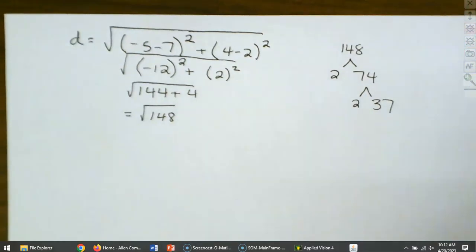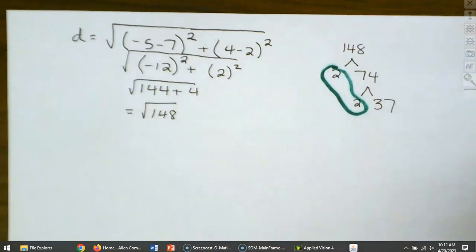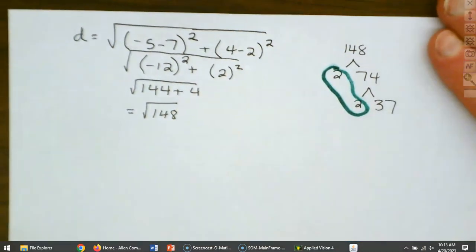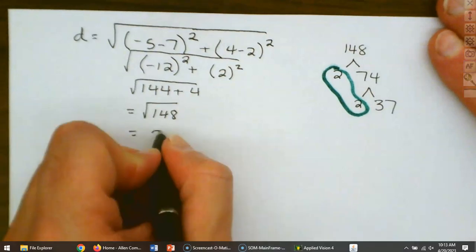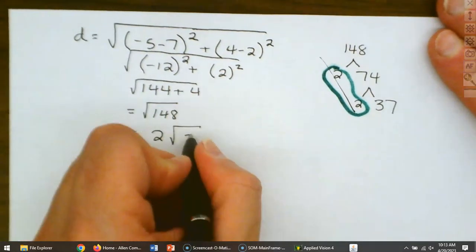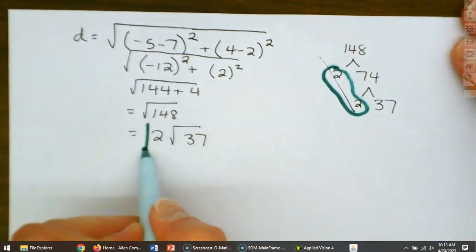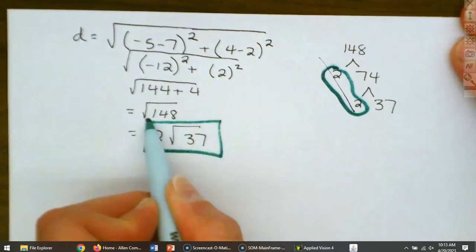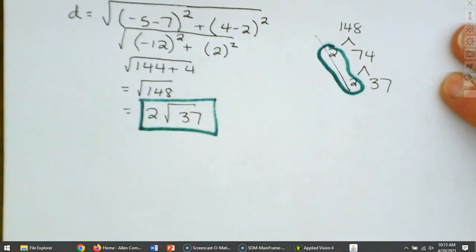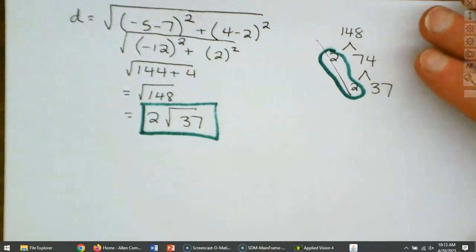We do have some pairs. So we have a pair of 2's. These go together. So that is then going to come out as a 2. They're gone. What's left over? Square root of 37. Do not give me the decimal equivalent. I want the radicals. So make sure that your answer looks like this. Not the decimal. I want the radical.